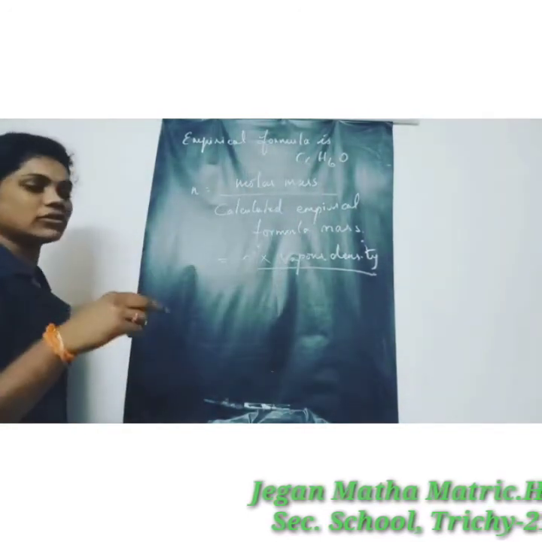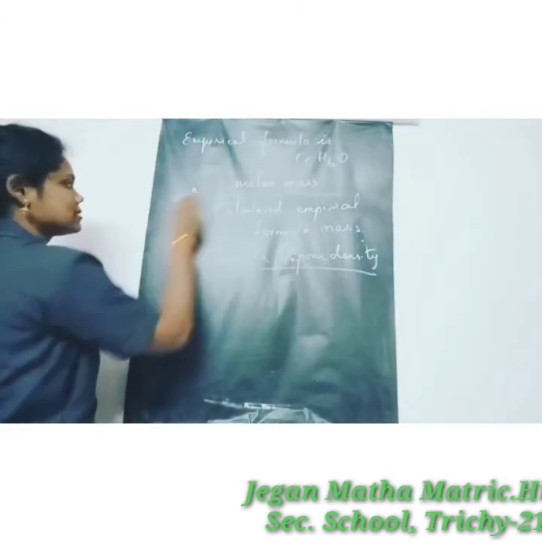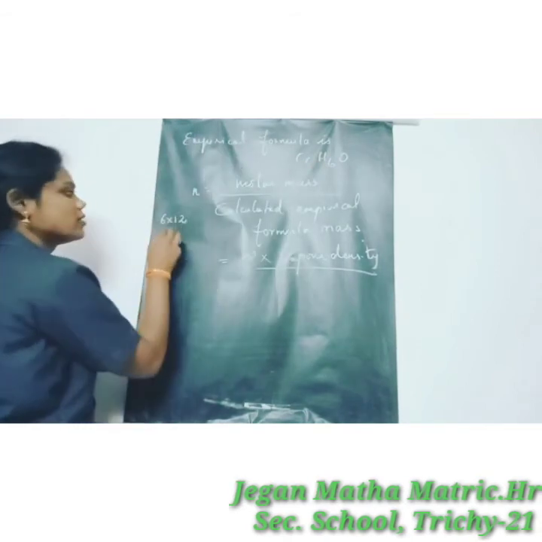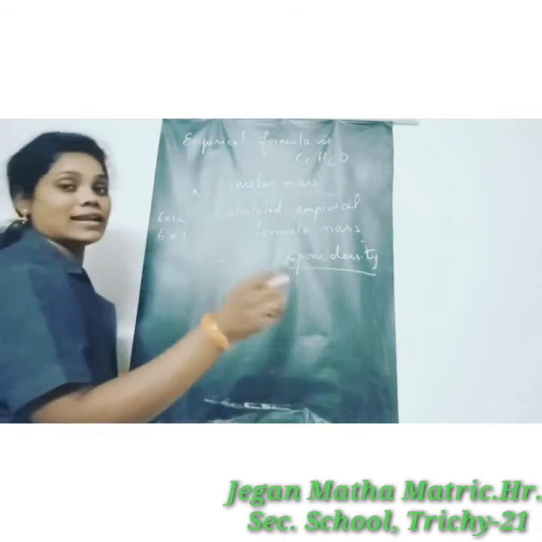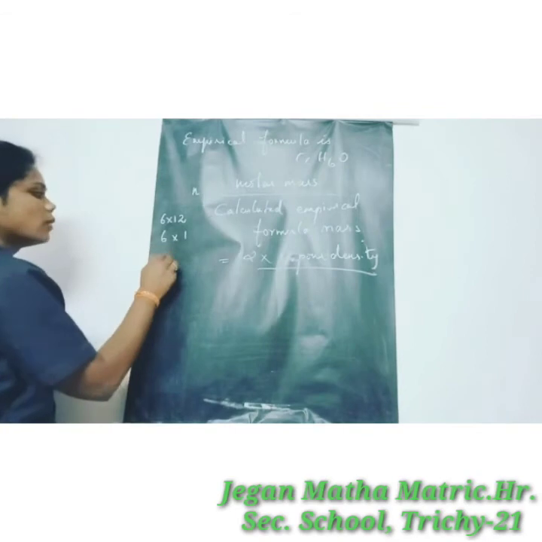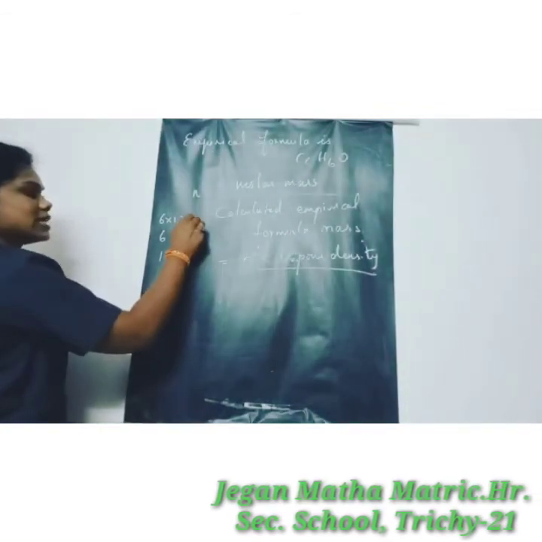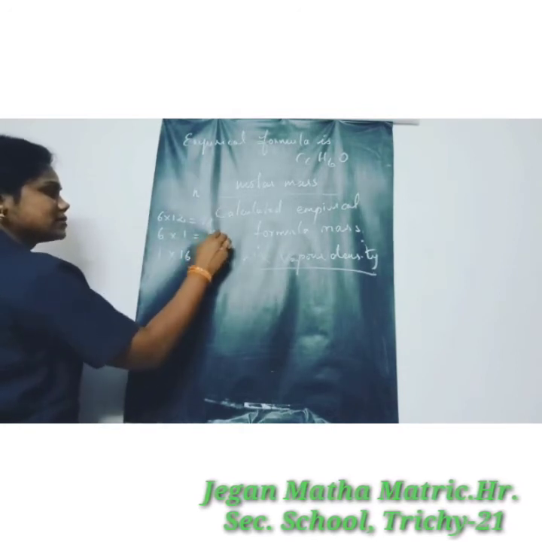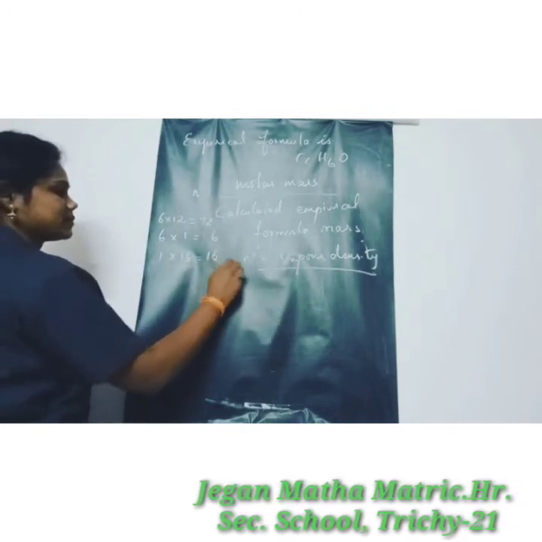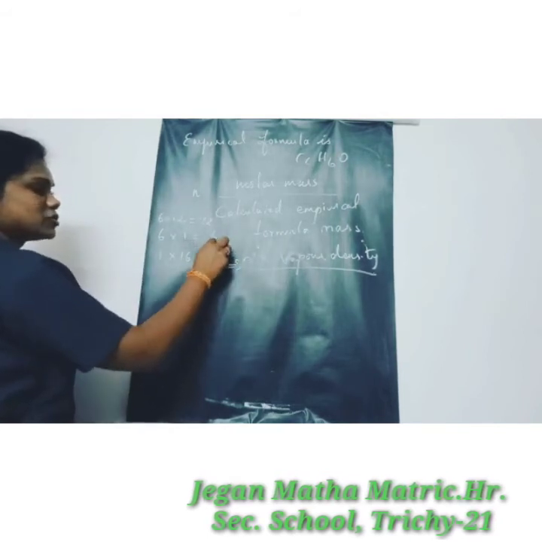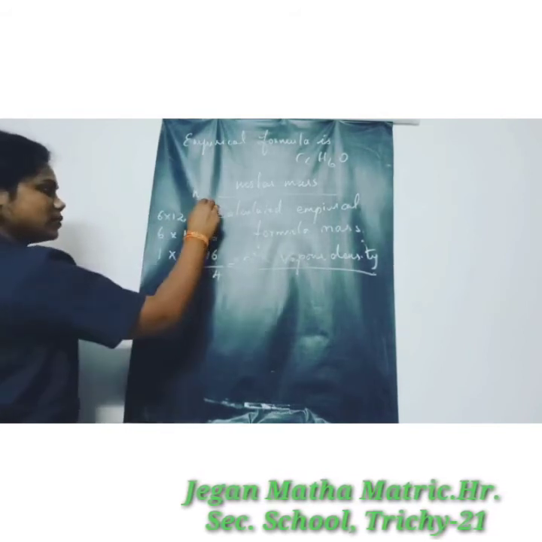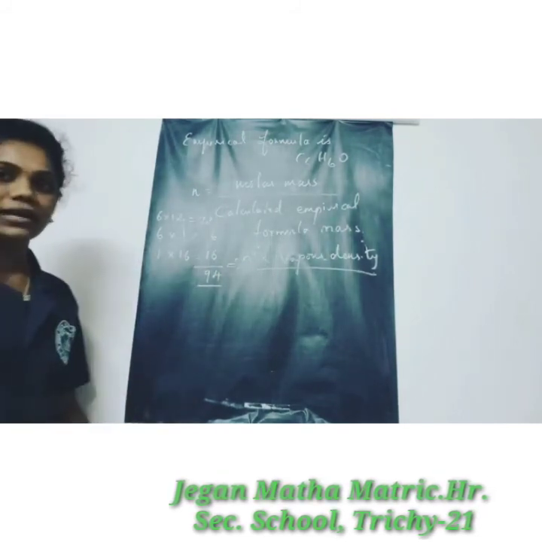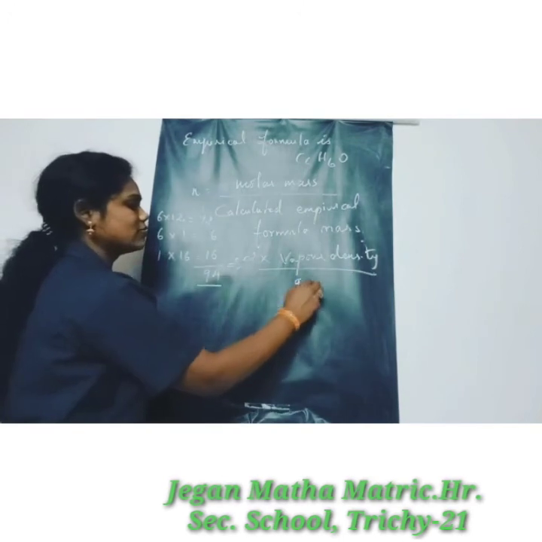So here first we calculate the formula mass. Carbon 6 times, so 6 into 12. And hydrogen 6 times, so 6 into 1. And oxygen only 1 time, so 1 into 16. So 6 12s are 72. So here 1 into 6 and here 16. So 72 plus 6 is 78, plus 16 is 94. So this is the calculated empirical formula mass. So divided by 94. Okay.